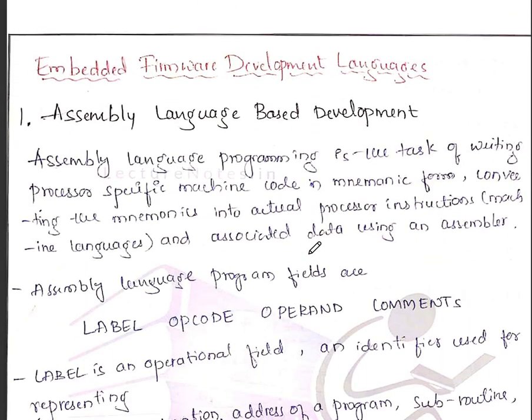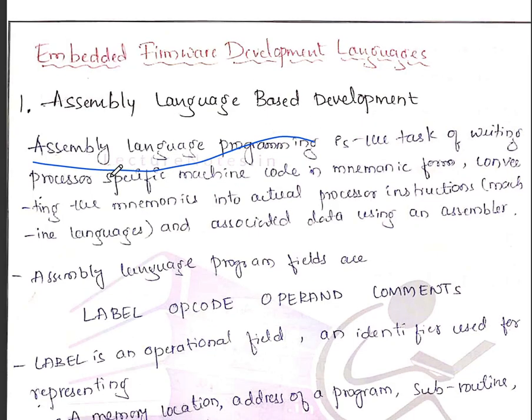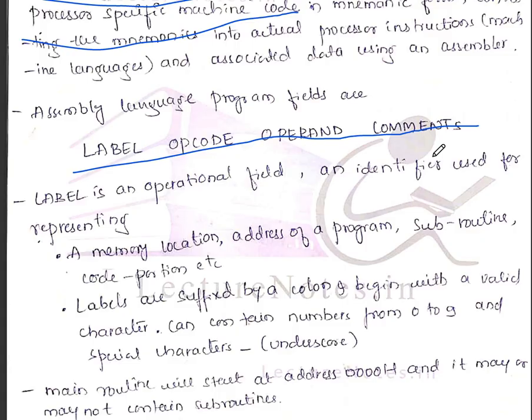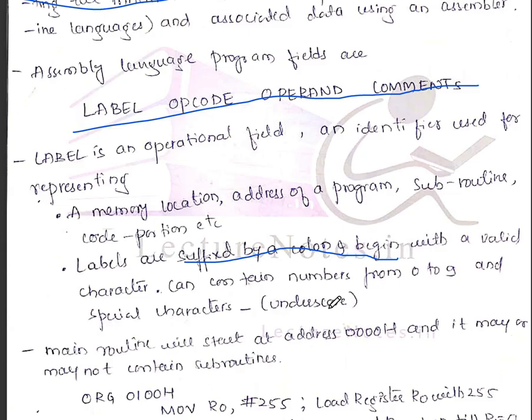Next one would be the embedded firmware development languages, that is the embedded language based development, in which we have assembly language programming, and it is the task of writing the processor specific machine code. So the syntax would be label, opcode, operand, as well as the comments. So label is an operational field and an identifier used for representing. Labels are suffixed by colon and begin with a valid character, can contain numbers from 0 to 9 and also special characters such as underscore.